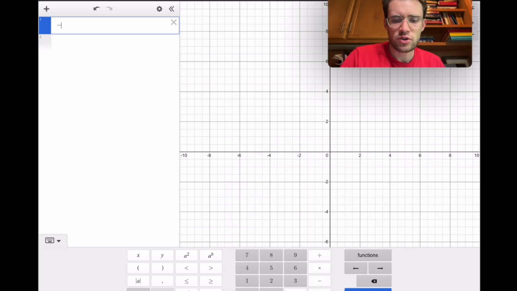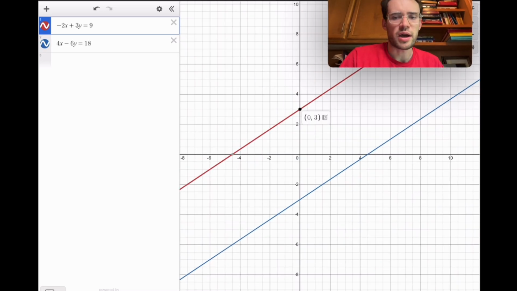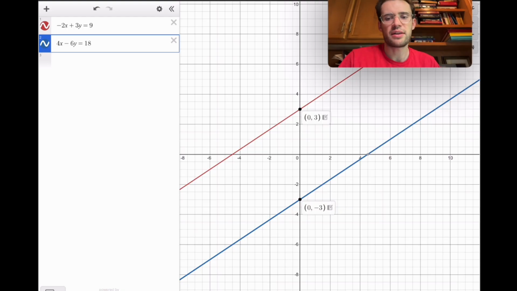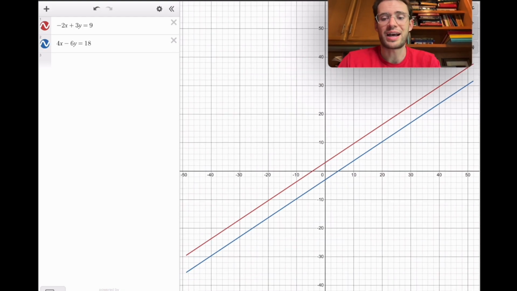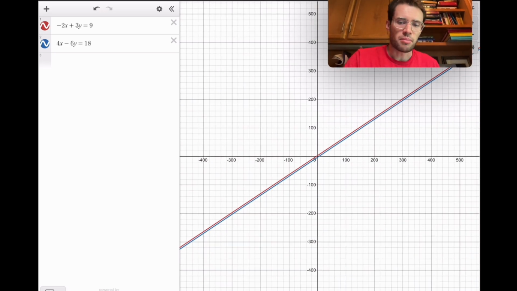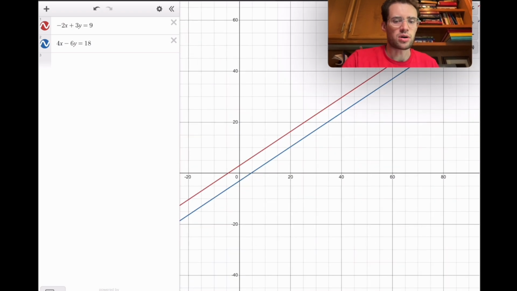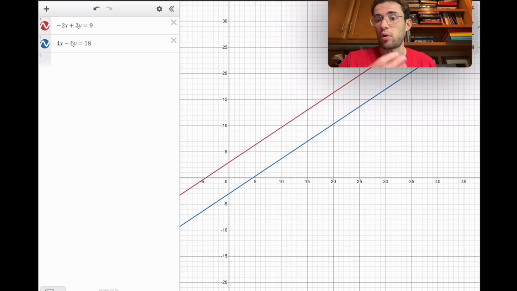The first one, we have -2x plus 3y equals +9. And the second equation was 4x minus 6y is equal to +18. So you can see, as we said, one of them has a y-intercept of 3, one of them has a y-intercept of -3. They very clearly appear to be parallel lines. If you zoom out, they're not getting any closer or further apart from each other. Like the zoom makes them appear closer, but you can see they're staying that same distance apart. They're 6 apart at any x value. So those are parallel lines. They will have no solution.